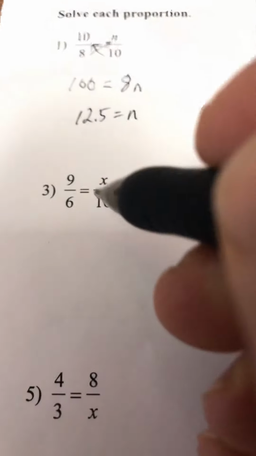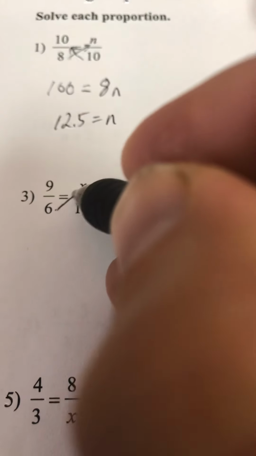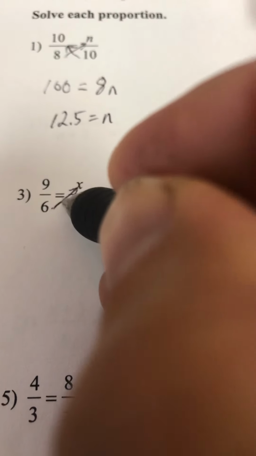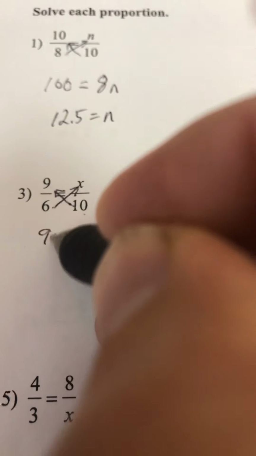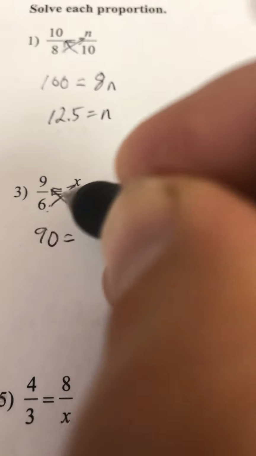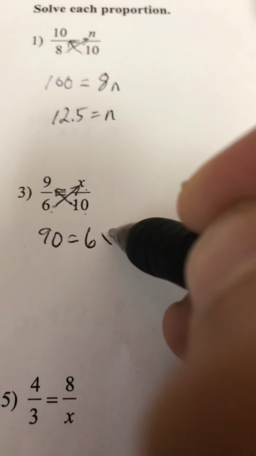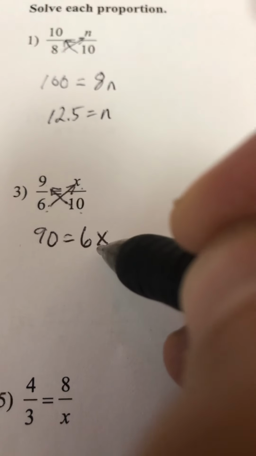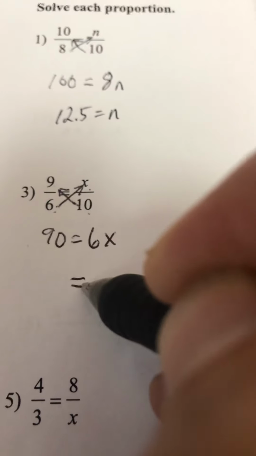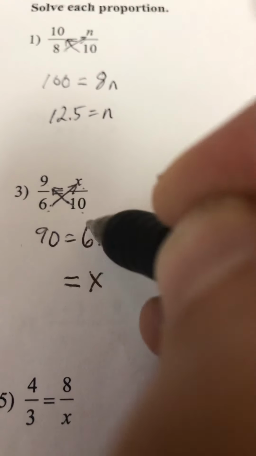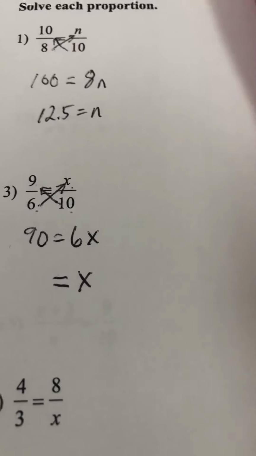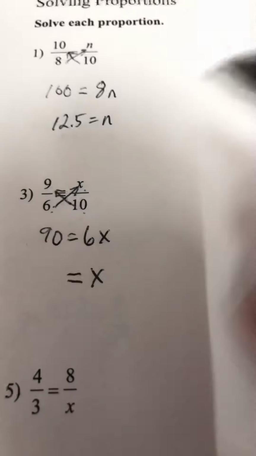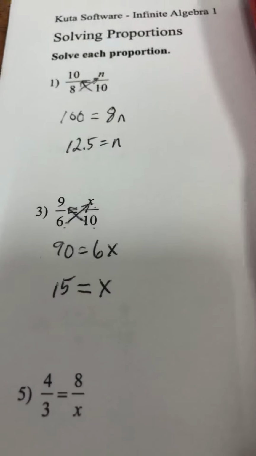Let's try another one. I'm going to take 6 times x this way, and 10 times 9 this way. 10 times 9 is 90. This equals 6 times x, which is 6x. Now I divide both sides by 6 because I want to free up that x. When I divide this side by 6, I get rid of it. That's why I did it. And then 90 divided by 6 is 15. I'm just working on my calculator here beside me.